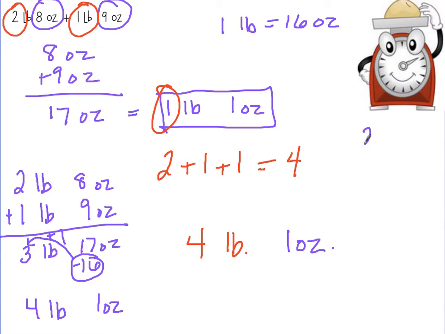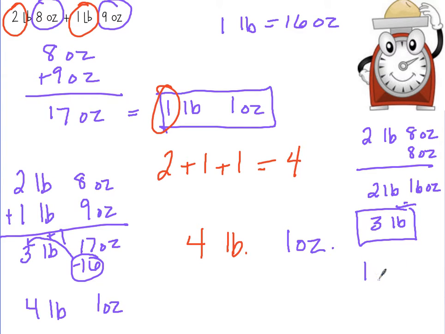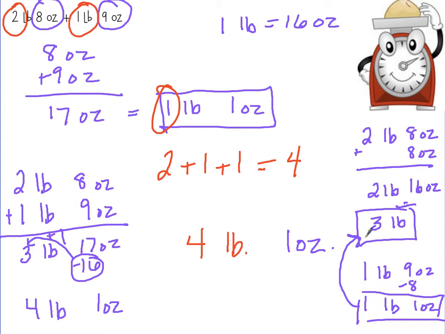Or I can look at it and say, okay, from 2 pounds, 8 ounces, I would need another 8 ounces to get up to 2 pounds and 16 ounces, which would be equal to 3 pounds. Now that 8 ounces would get taken away from the original 9. Okay, so I have 3 pounds there. So I had 1 pound, 9 ounces. I'm going to take away the 8 that I added up here. So that's going to give me 1 pound, 1 ounce. And then I can add that to the 3, and it would still give me 4 pounds, 1 ounce.